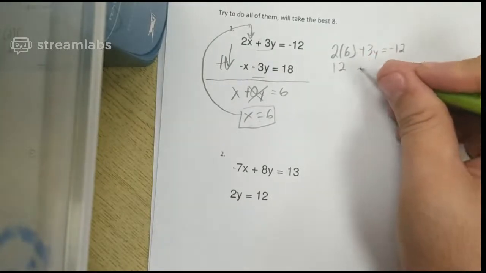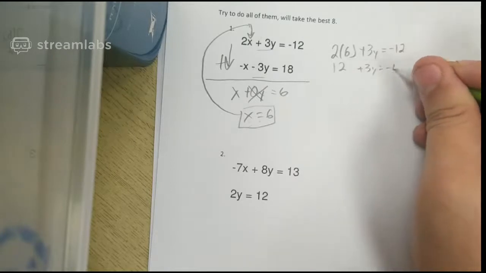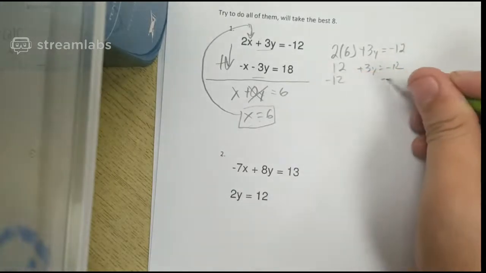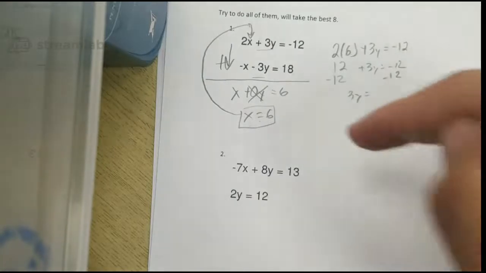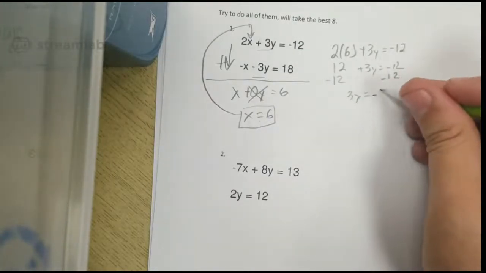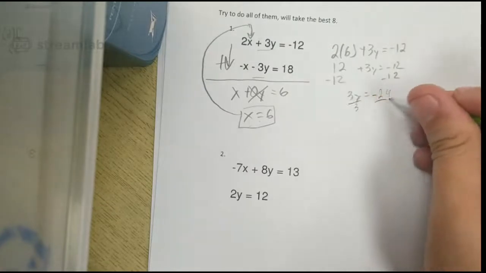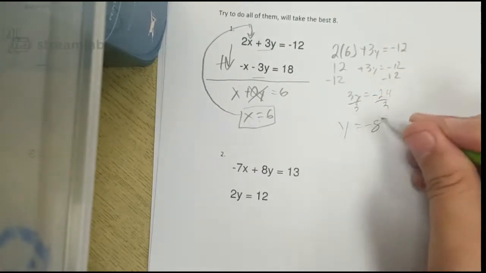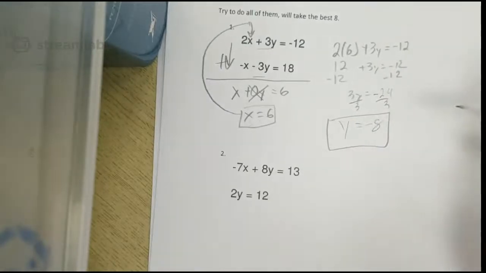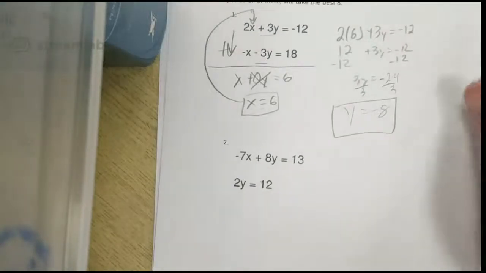This is 12 plus 3y equals negative 12. Minus 12, minus 12. 3y equals negative 12 minus 12, so that's negative 24, divided by 3, divided by 3. y equals negative 8.